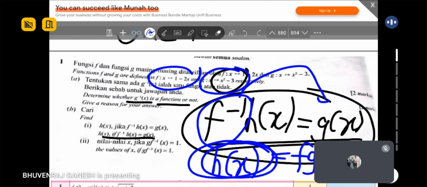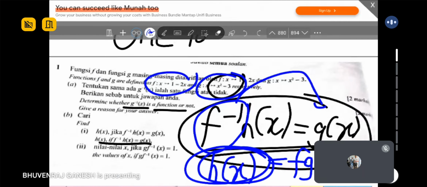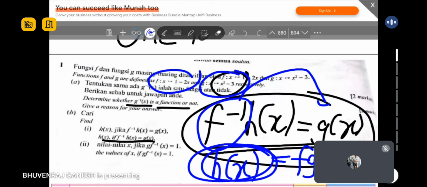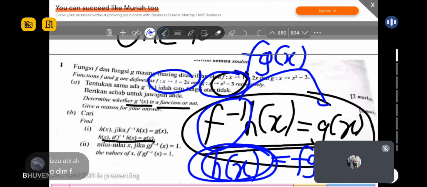So FGX, guys, which one come first? Mana datang dulu? F or G? Kalau FGX, may I know? Yang ni selalu pelajar confuse. A lot of you always will confuse one. If I have FGX, saya kena buat fungsi mana dulu, guys? F atau G? Which one I should do first?